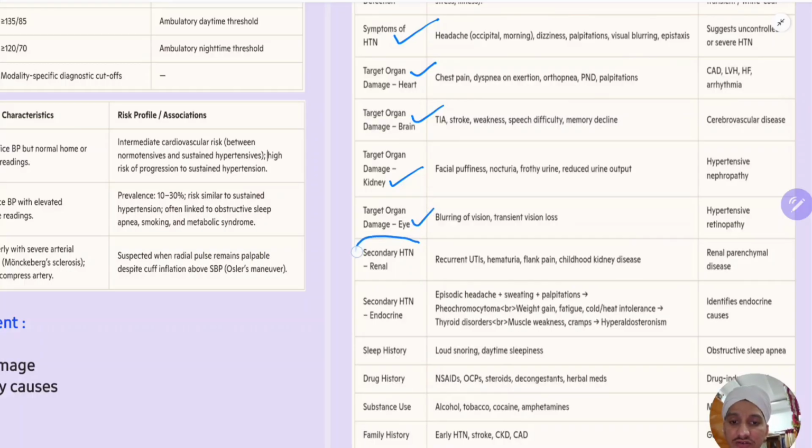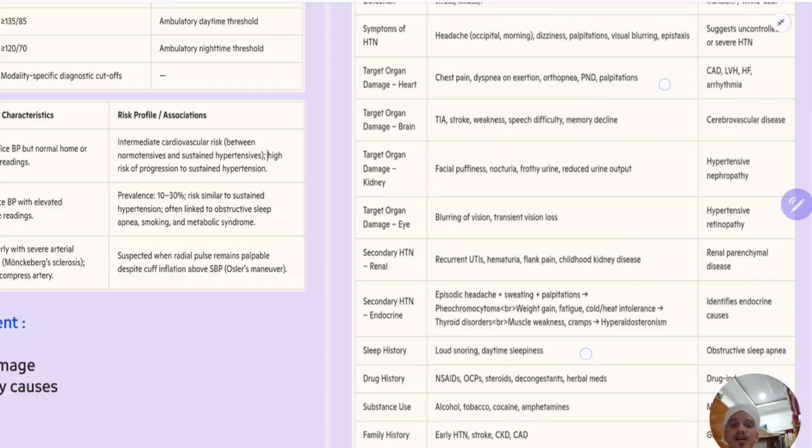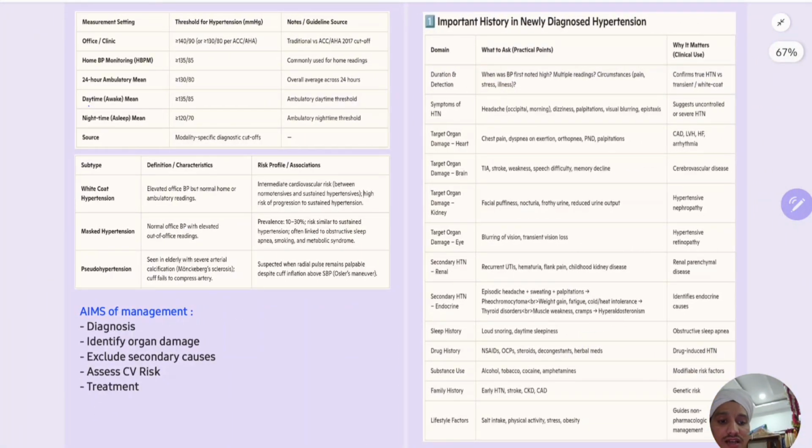Then you should exclude secondary hypertension. Renal means renovascular cause, both you should ask. So renal: recurrent UTI, hematuria, flank pain, and childhood kidney disease you should ask. Endocrine causes: exclude pheochromocytoma, thyroid disorders, and hyperaldosteronism. Sleep history you should ask to exclude obstructive sleep apnea. Drug history, these are other causes we have discussed, no? So OSA and drugs you should ask. Substance use like alcohol, tobacco, and drugs you should ask. These are the important history in a patient with newly diagnosed hypertension.